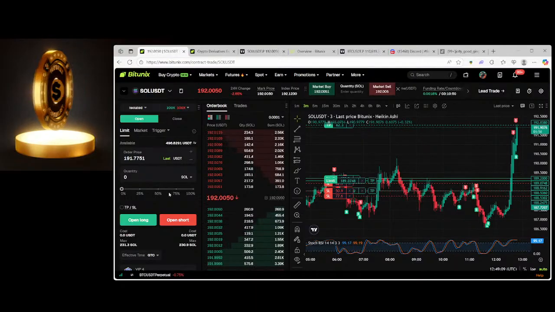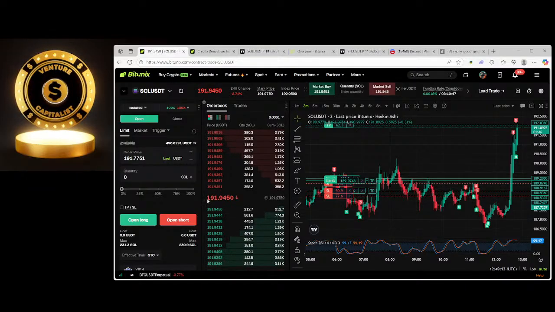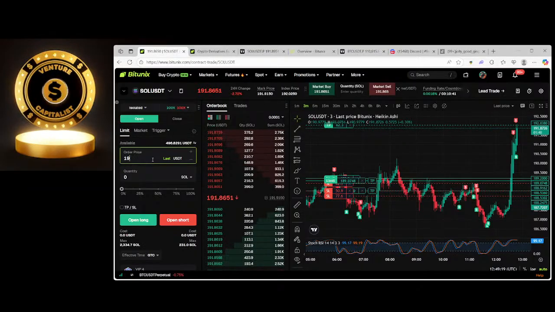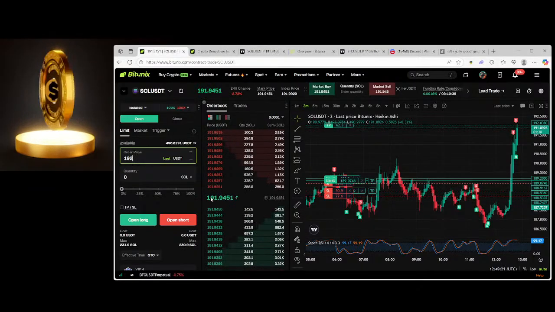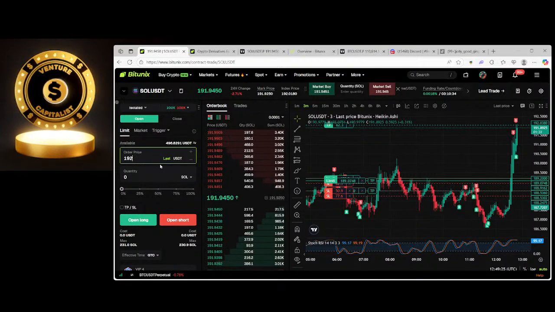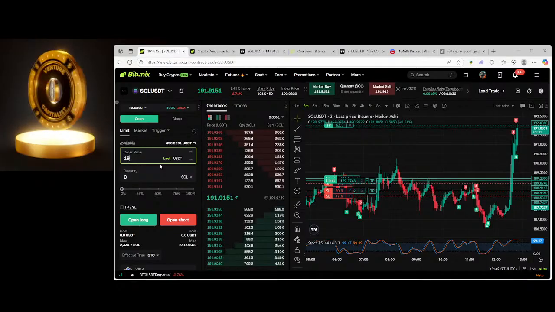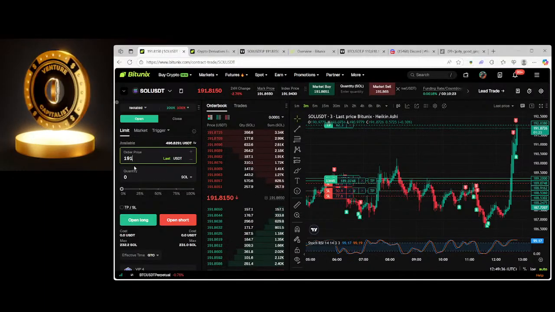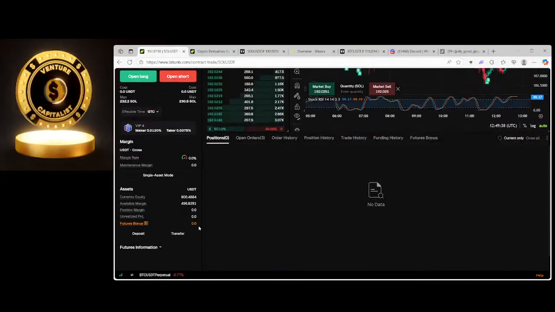Okay, so now when you're buying long, it has to be more than the current price. The current price is now 190, 192, right? So if I wanted to go long here, I'd have to put a price that was higher than the current price that there is. If you're going short, then I would have to make it below the current price. So let's do a short here. Okay, here's 191.